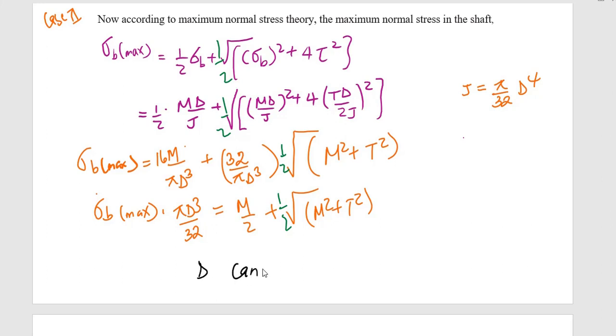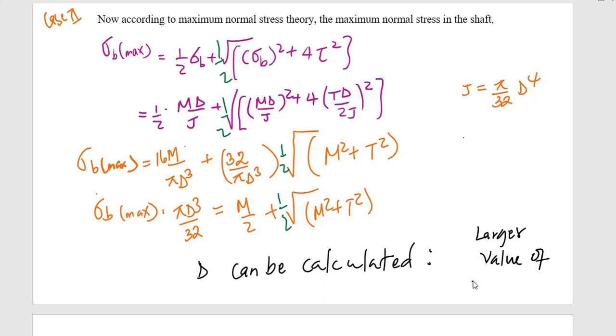D can be calculated. So we compare it with the value of diameter obtained from above in the maximum shear stress theory, and we compare the two. The one which is bigger is the one that we shall go with, and it is the one that will be able to withstand failure from both criteria. So in other words, a larger value of D is taken.